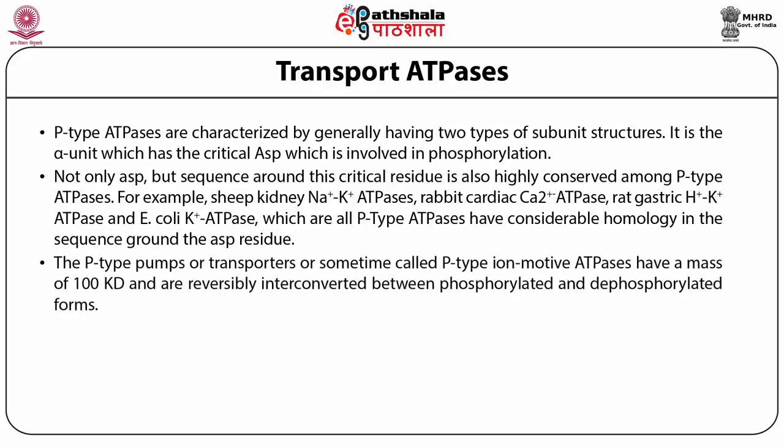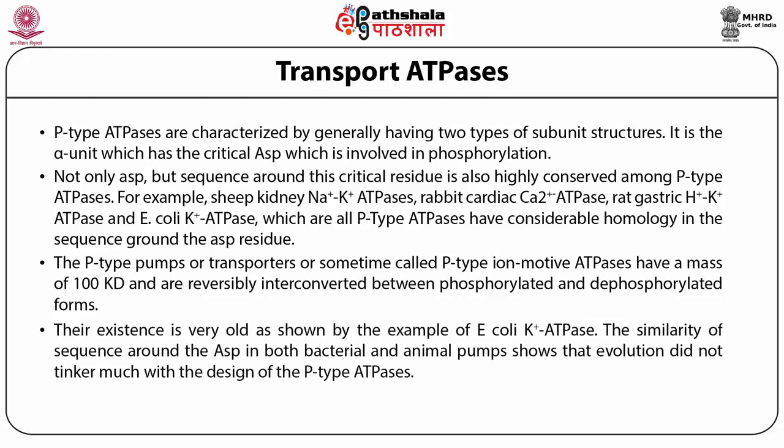The P-type pumps or transporters, sometimes called P-type ion motive ATPases, have a mass of about 100 kilodalton and are reversibly interconverted between phosphorylated and dephosphorylated forms. Their existence is very old, as shown by the example of E. coli potassium ion ATPase. The similarity of sequence around the aspartate in both bacterial and animal pumps shows that evolution did not tinker much with the design of the P-type ATPases.